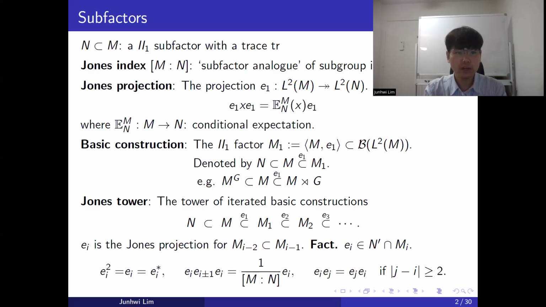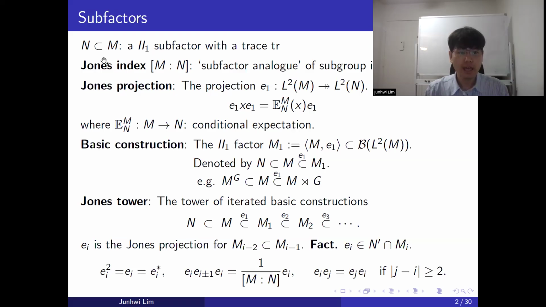So let me recall some basic definitions. A II_1 subfactor is a unital inclusion of two II_1 factors, N and M. And the Jones index of a subfactor is a subfactor analog of the subgroup index. Roughly speaking, it measures how large M is relative to N.